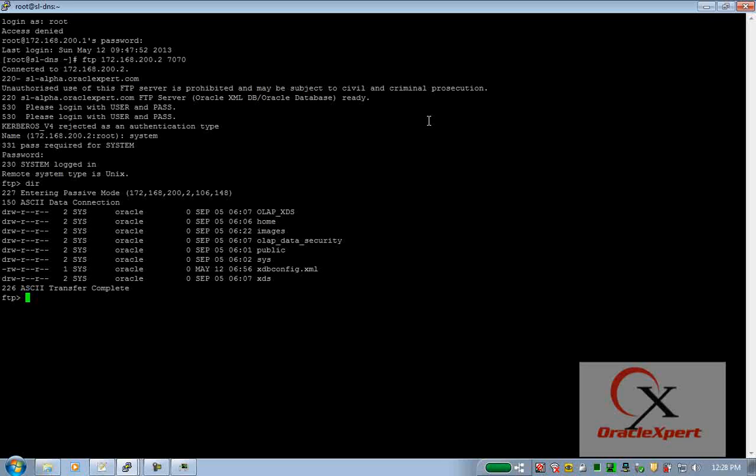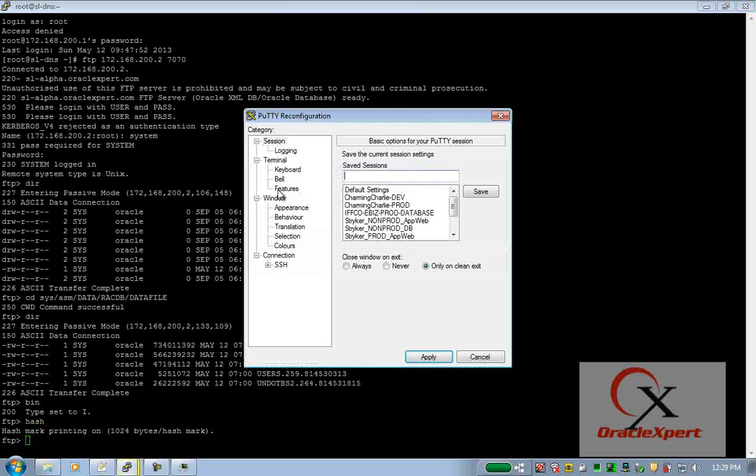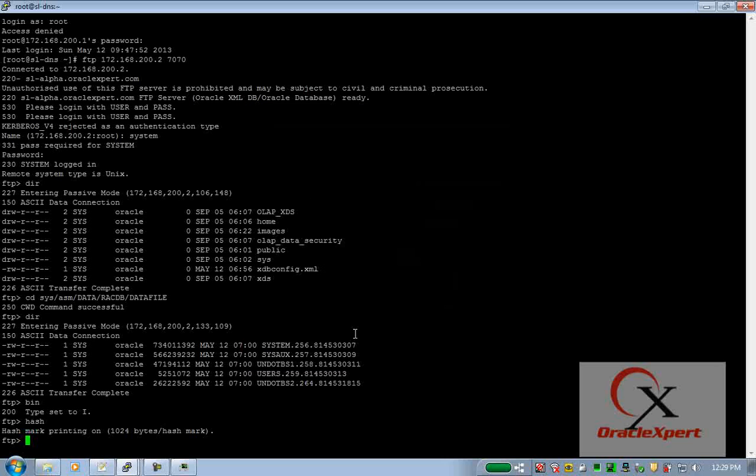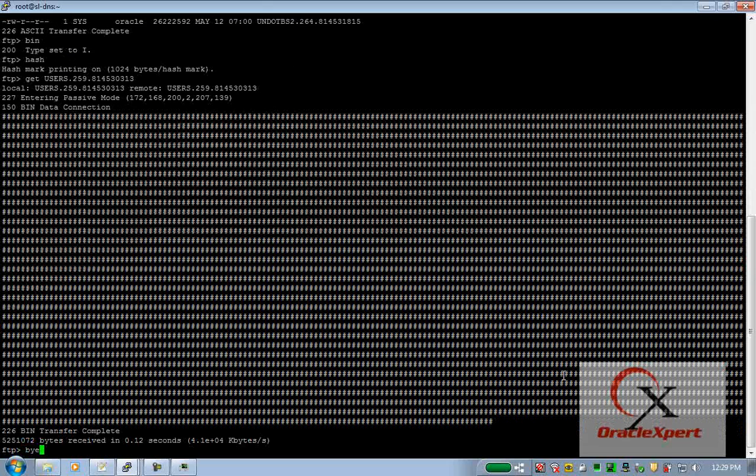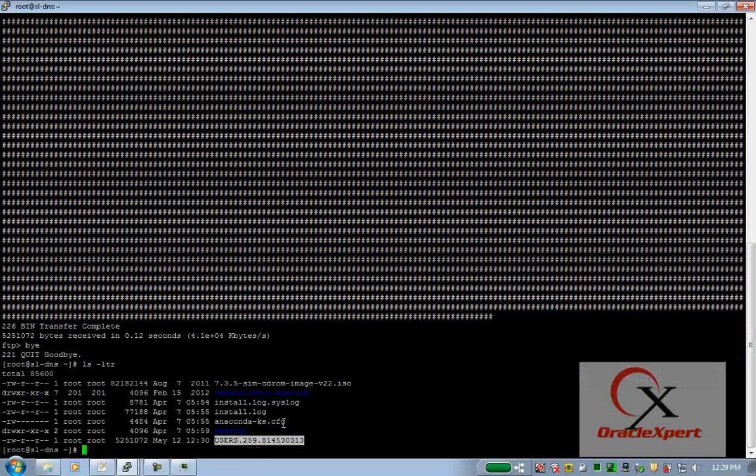The same whatever I saw in the web browser, you can see it here. I said sys ASM data, RACDB datafile dir. See, all those files are visible using FTP. I enable binary transfer mode. I said bin. I want a hash progress bar. I said hash. I then said FTP command get. File is transferred. Bye. Bye is to quit from FTP. See, the file is here. Clear? Interesting.